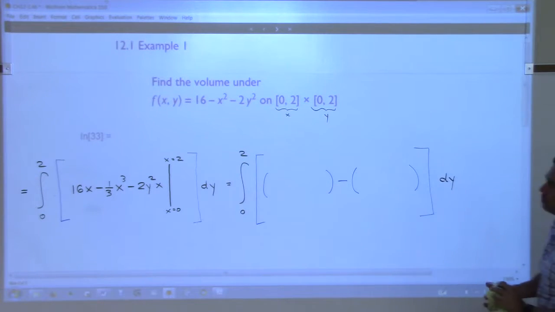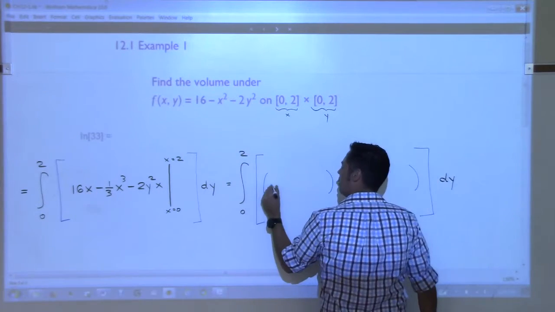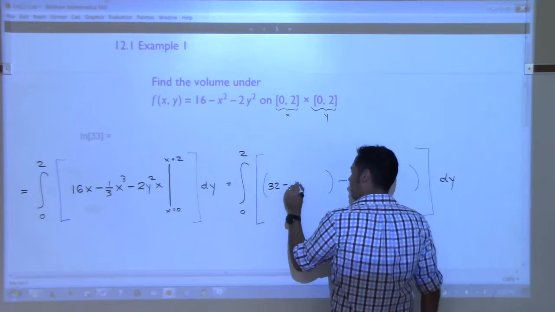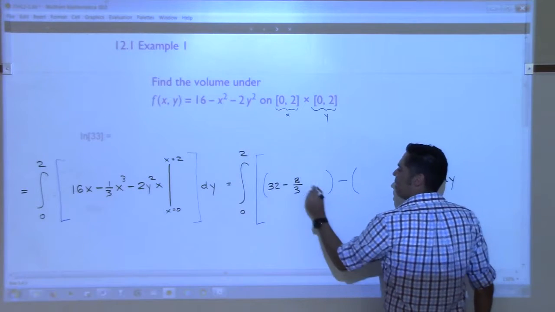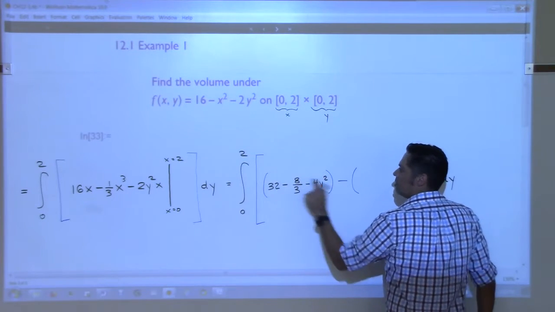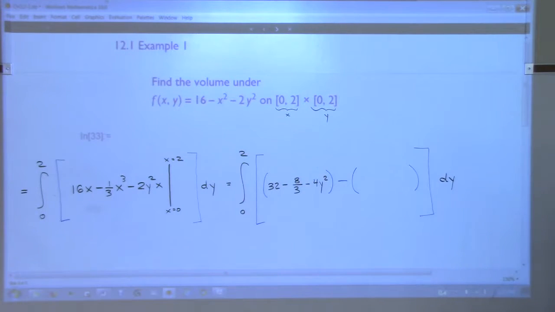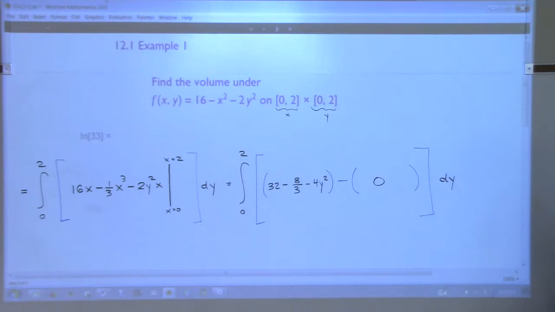So let's replace x with 2. What do you get here? 32 minus 8 over 3. That's 1/3 times 8. And then minus 4y squared. So we just replaced all of our x's with 2's. All right, now replace all your x's with 0's. Oh, great, that's awesome. 0. All right, now we keep going.